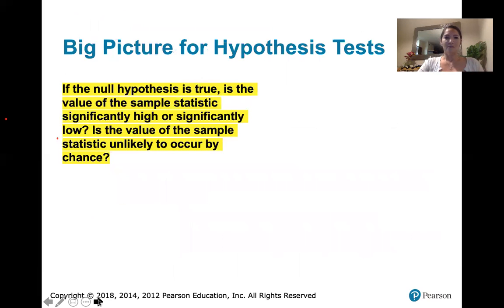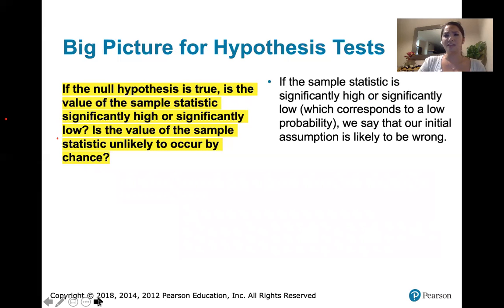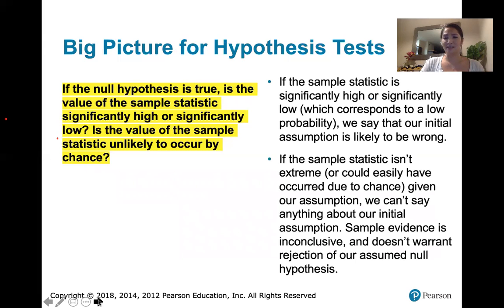So again, the big picture is this. Our question to ourselves is, if this null hypothesis is true, is the value of the sample statistic significantly high or significantly low? Is this value unlikely to occur by chance? If it is unlikely to occur by chance, so it corresponds to a very low probability, we say, this is very unlikely, so maybe our initial assumption is wrong. And our initial assumption was that the null hypothesis was true. So we would reject the null hypothesis.